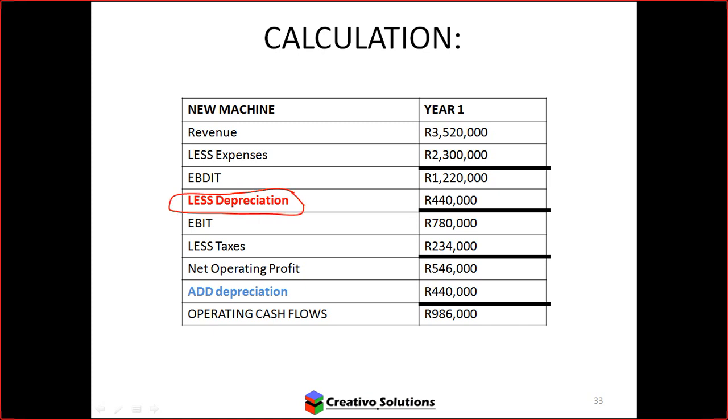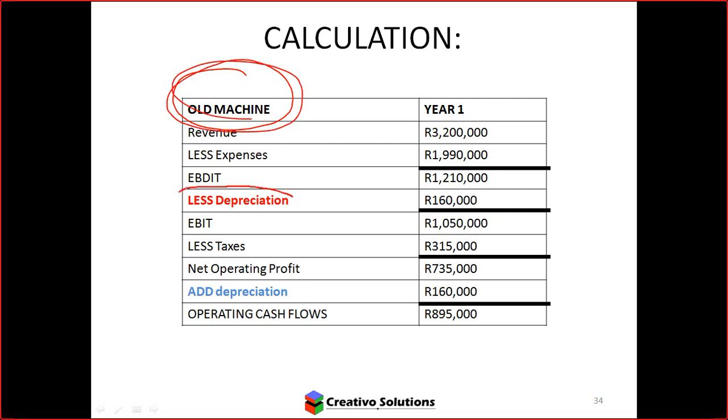So the new machine, I've done the calculation here for you. How do I get the depreciation? We actually got it earlier. Remember we said the cost divided by the 5 years. Sorry, wrong slide. This is the old one. So what was the cost? The cost was 800, and we divided that by 5. That gave us the 160. We did the calculation earlier. We're just pulling through the same amount.